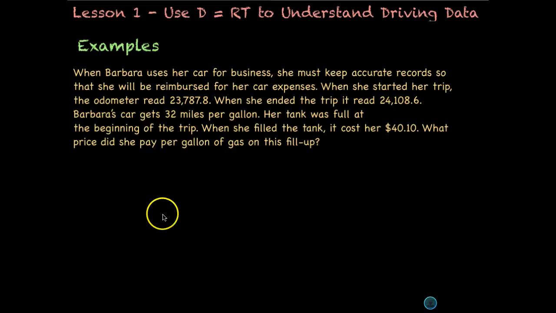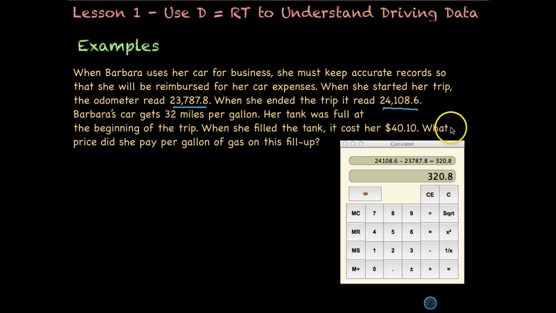So this is a little bit of a different problem, but let's use our problem-solving skills to help us solve this. All right, what do we need to know first? Well, we need to know how far she drove. We know what her beginning and her ending odometers read, so we want to subtract those. When I subtract them, I find that she went 320.8 miles. So that's her distance, 320.8 miles.